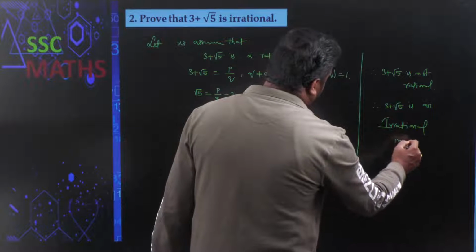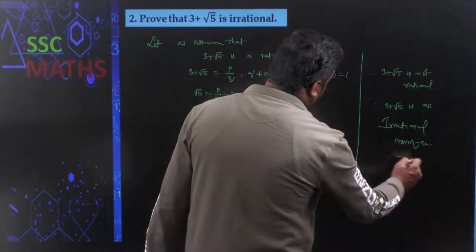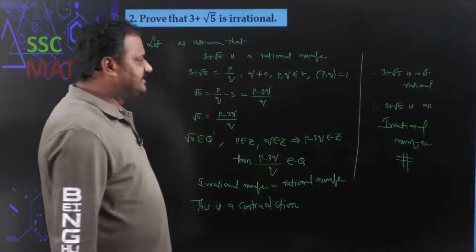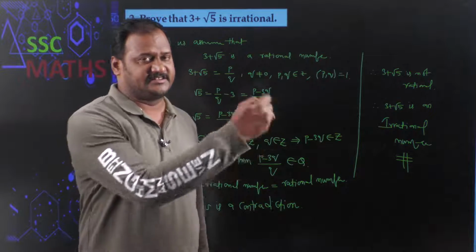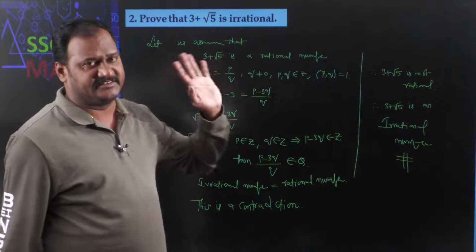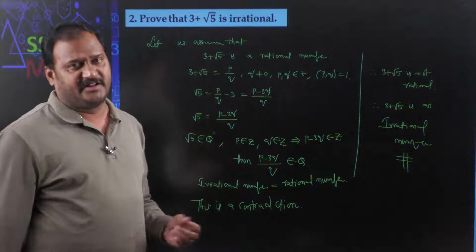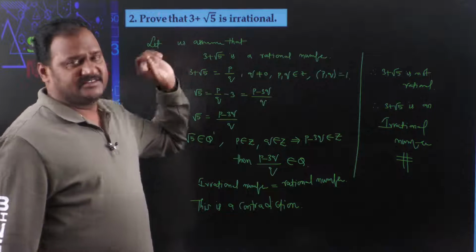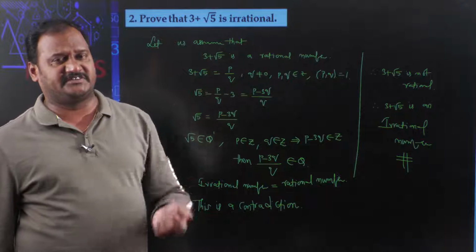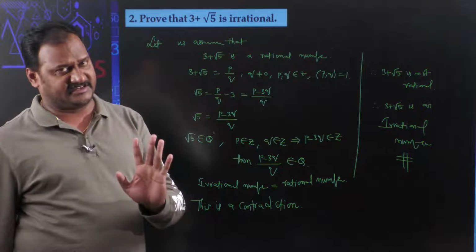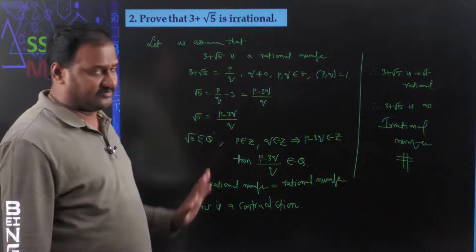Is an irrational number. So this is the way of proving the problem. This is another way of proving the problem. I already suggested one more way, that you prove that root 5 is irrational by our indirect method of proof. And then the conclusion is, since 3 is rational and root 5 is irrational, rational plus irrational is always irrational. That is one proof.